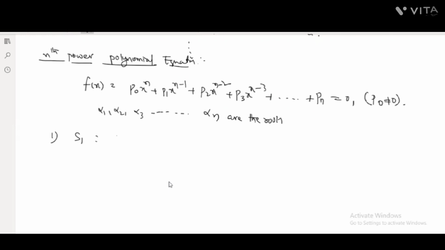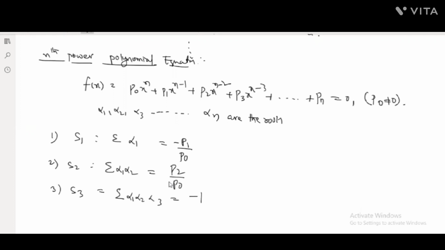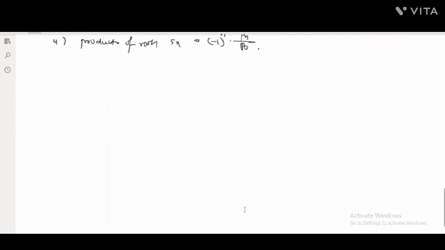S1 as nothing but summation of alpha 1 plus alpha 2 plus like that, minus p1 by p naught. S2 is sum of product of two roots at a time, that is p2 by p naught, and if you take S3, that is the sum of product of three roots at a time, summation of alpha 1, alpha 2, alpha 3, which is minus p3 by p naught. And so on. If you want the product of roots at last, we can take that as Sn. Sn will be minus 1 whole power n times pn by p naught, the product of roots of nth degree polynomial equation. So this is the way how we take the relation between the roots and coefficients of different power polynomial equations.